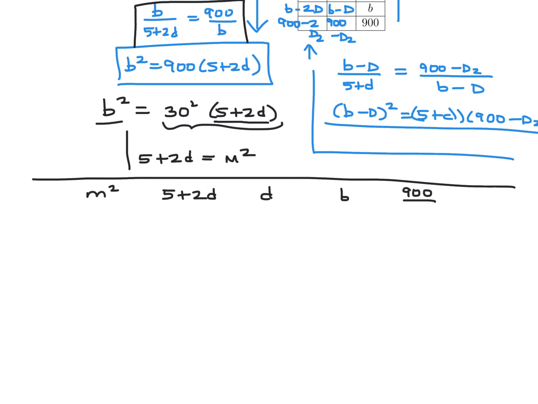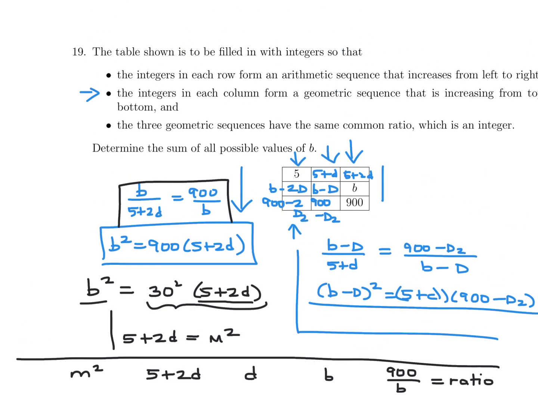over b is the ratio, right? And the ratio has to be an integer. And that's very helpful, actually. Yeah, right here, the ratio has to be an integer.